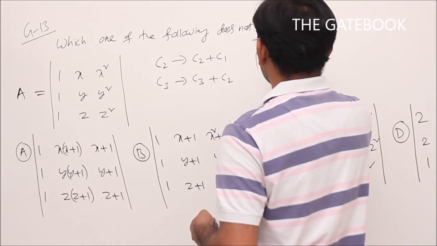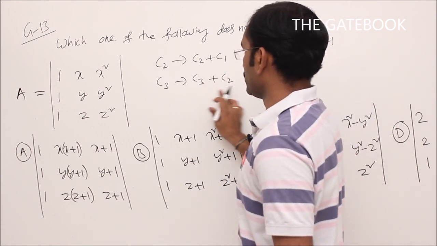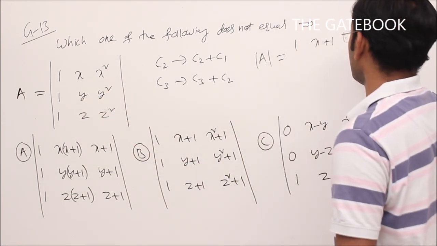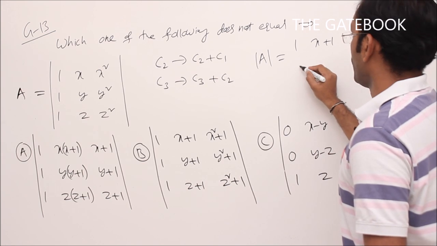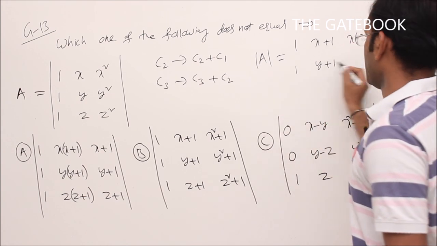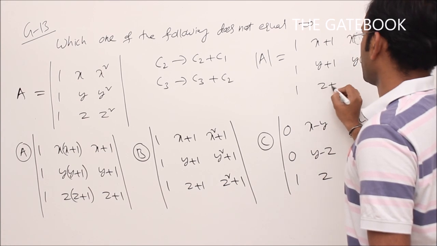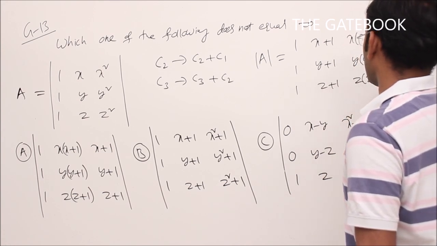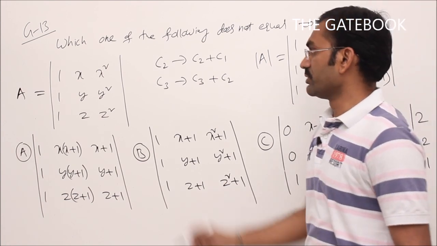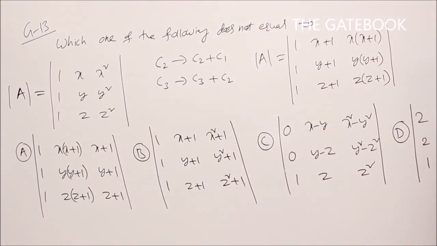That A is equal to, I can write 1, x plus 1, here C3 plus C2 in place of C3, x square plus x, means taking x common, x into x plus 1. Here y plus 1, y square plus y, means taking y common, y into y plus 1. z plus 1, z into z plus 1. So these two determinants are same.